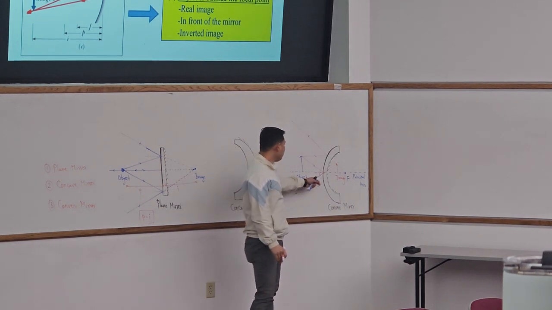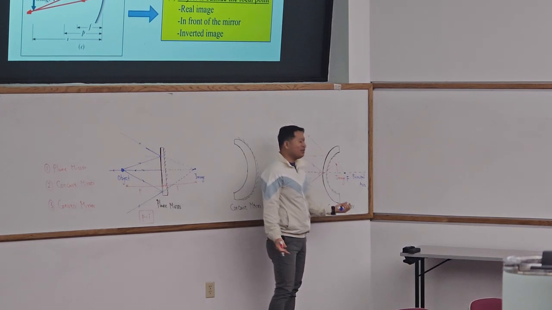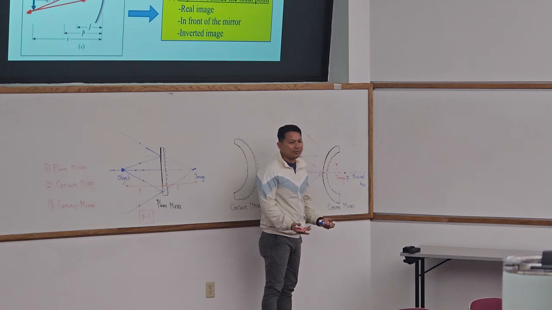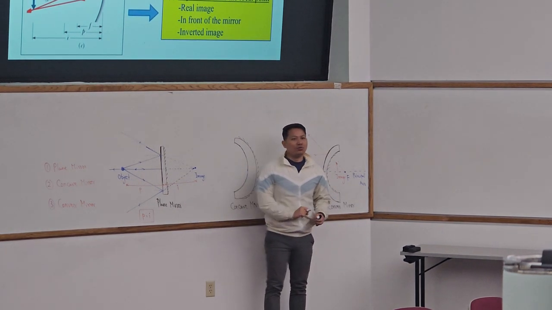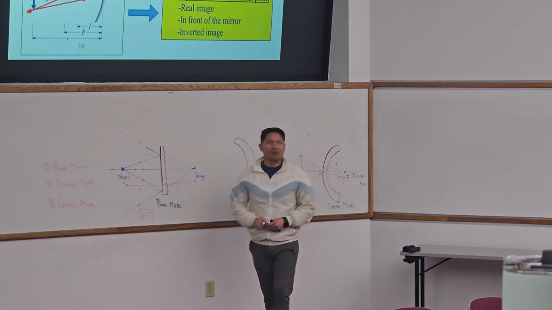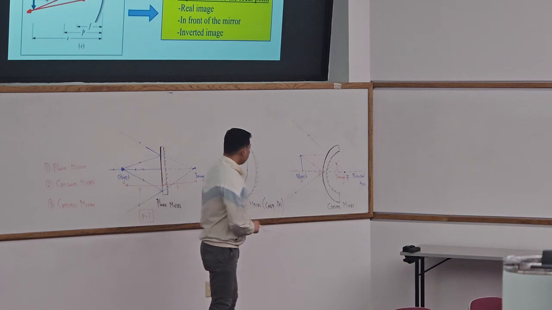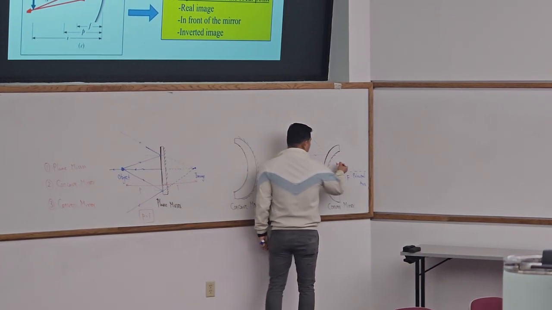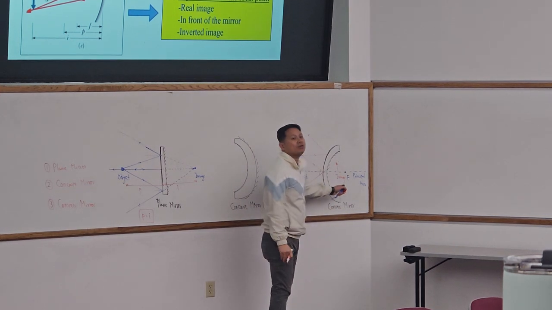You have the object and the image. You can see the object is bigger, the image is smaller. If you change the location of the object, you might see a bigger image also, but it's not exactly similar to the plane mirror, where no matter where you place the object, you will have the same size of the image. So this is about the convex mirror, and as you know, you use extrapolation to find the image position.